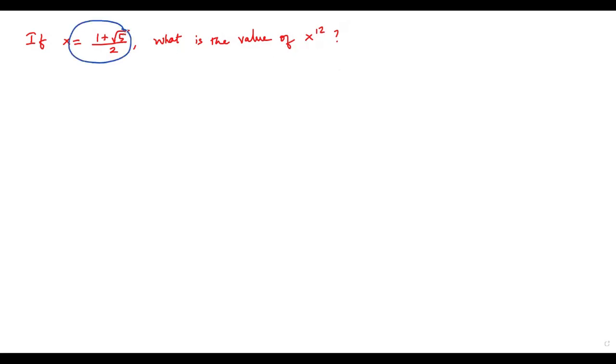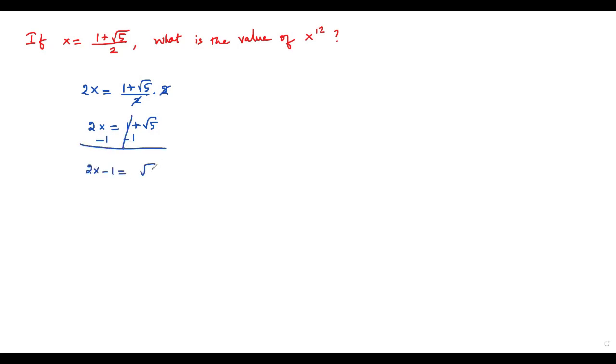Okay, now let me take the given value of x, that is x equals (1 + √5)/2. Let me multiply both sides of the equation by 2. Then this 2 will cancel out. We get 2x equals 1 + √5. Let me subtract 1 from both sides of this equation. Then positive and negative 1 will cancel out. I am getting 2x - 1 equals √5.